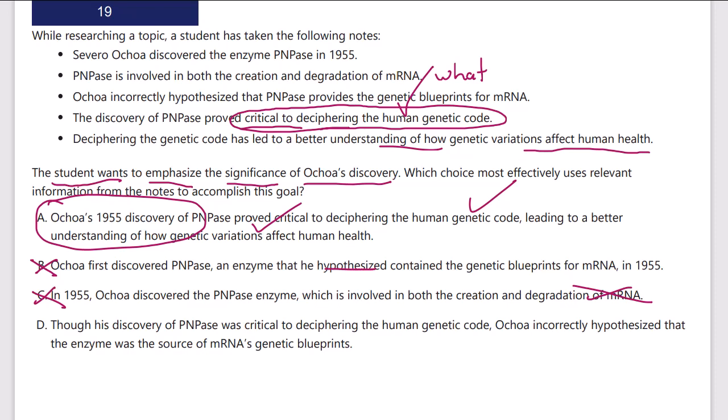Though his discovery of PNPase was critical to deciphering the human genetic code, so right away we're starting with a contrasting transition. That's bad, okay? Ochoa incorrectly hypothesized that the enzyme was the source of the genetic blueprints. Yeah, he made a mistake along the way, but ultimately it turned out to be more useful. So anyway, that is wrong, and A is the correct answer.